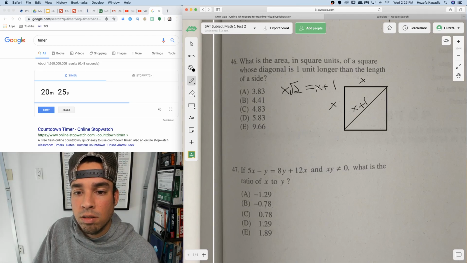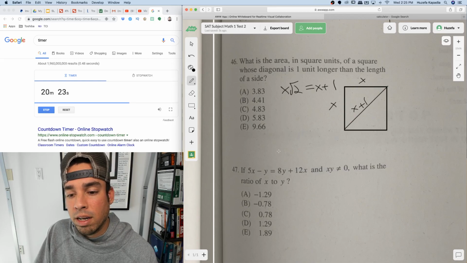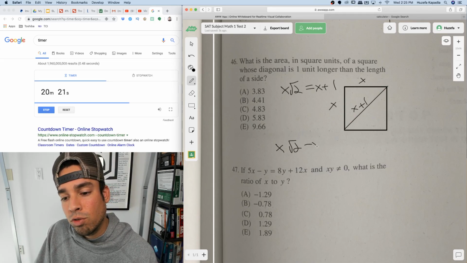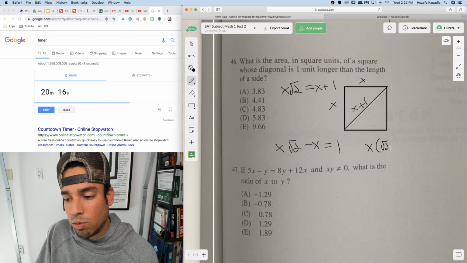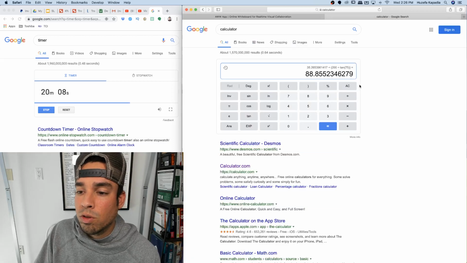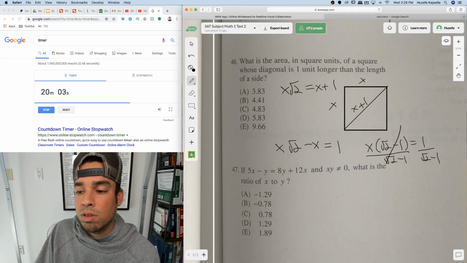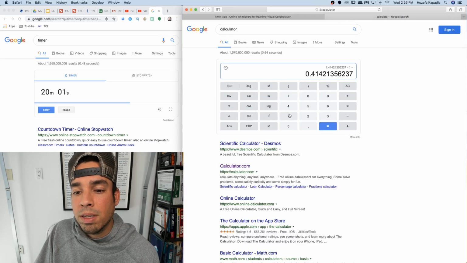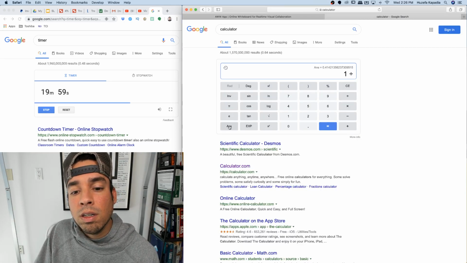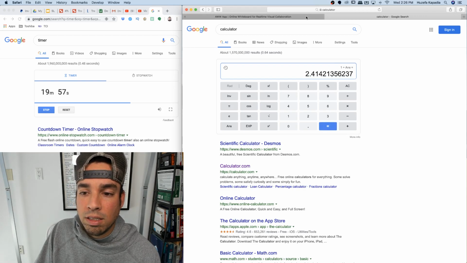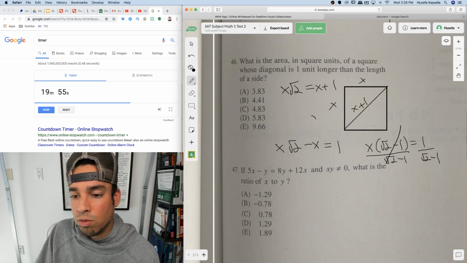Let's subtract x from both sides. So it's x root 2 minus x equals 1. Factor out the x. X times root 2 minus 1 equals 1. Divide by root 2 minus 1. So x equals 1 over root 2 minus 1. That's the side length, 2.414. X equals 2.414.